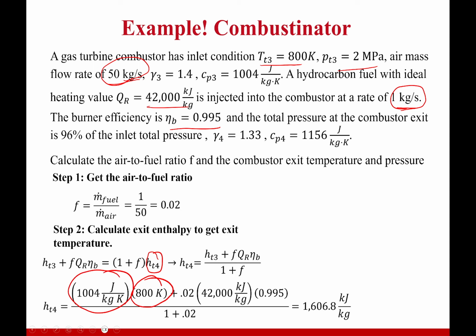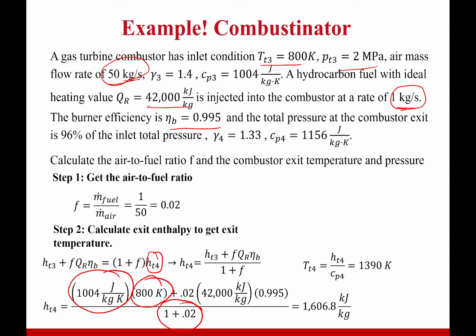Then I have to add in how much fuel I'm putting in there. This is my fuel ratio right here. And I have the heating value of my fuel and then my overall efficiency, how much of that actually makes it to heat. And finally, in the bottom, I have simply how much is flowing out, more or less, to figure out my enthalpy. So what I then get is my exit enthalpy is going to be 1,606.8 kilojoules per kilogram.